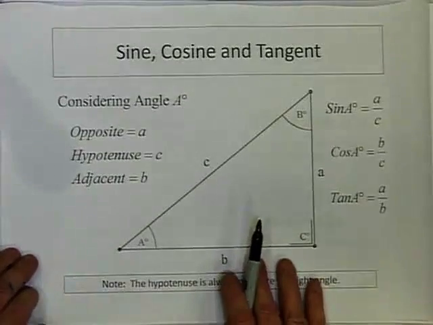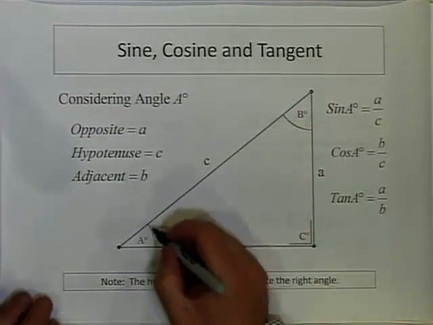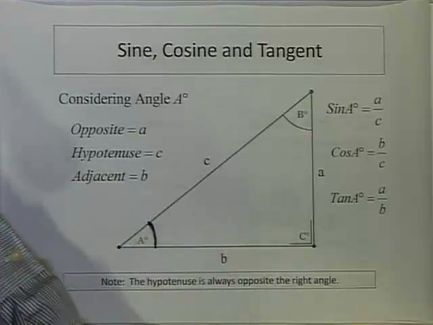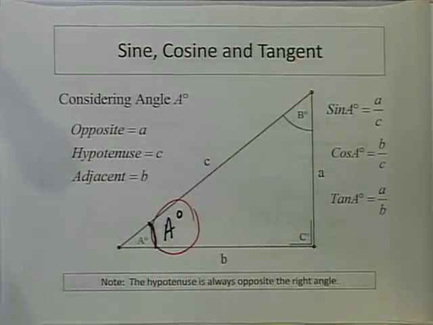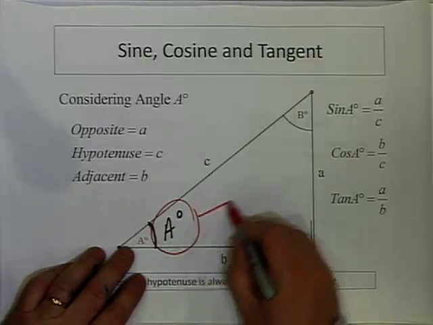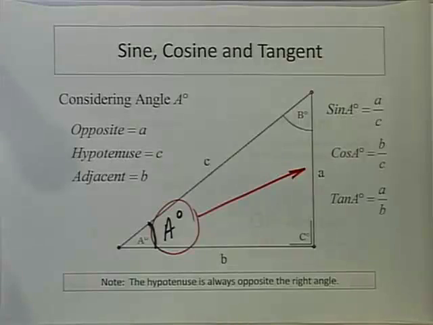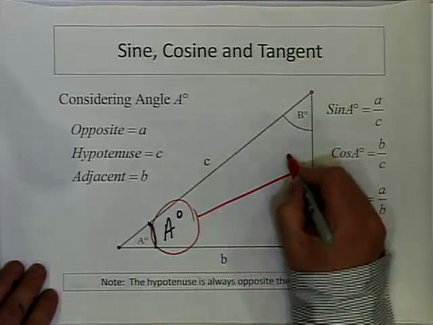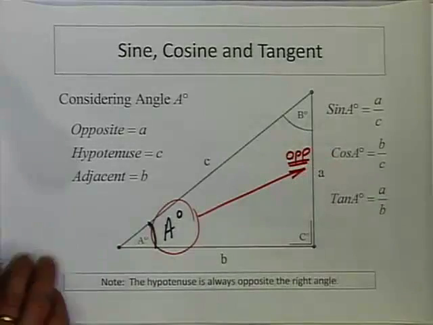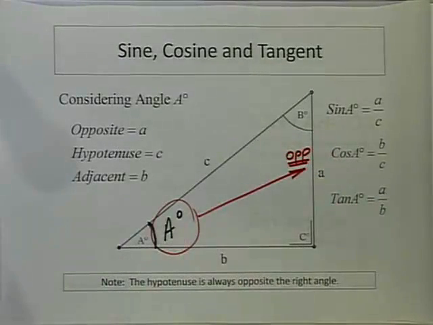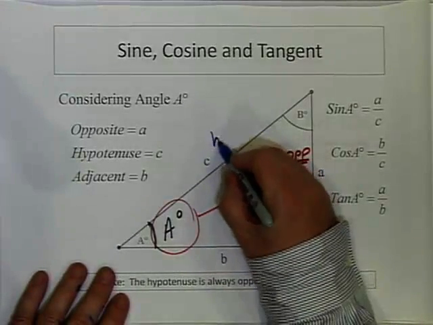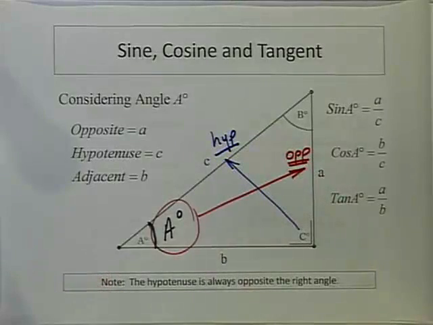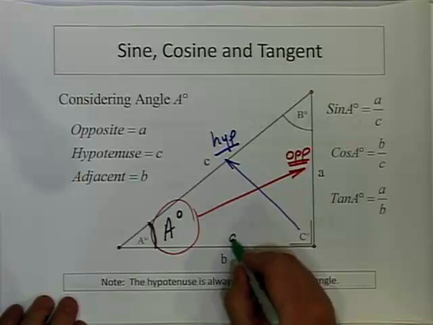Well, let's start with the angle A. If this is the angle A, and this is my center of focus, then everything starts from this A. I draw a line opposite it to its linked letter, and this by definition becomes opposite. That's opposite for A. The 90-degree one here defines the hypotenuse. And there's only one left. So this must be the adjacent.